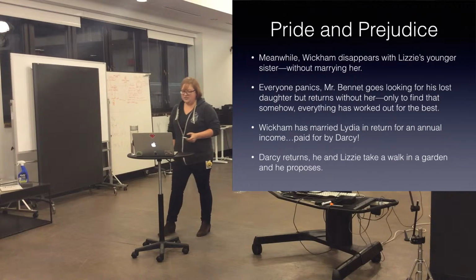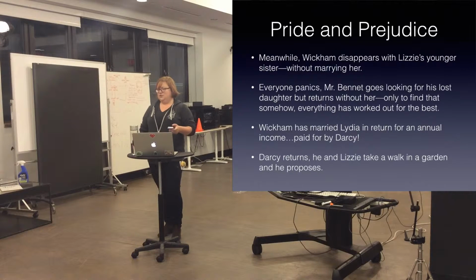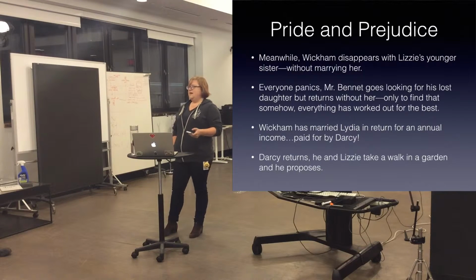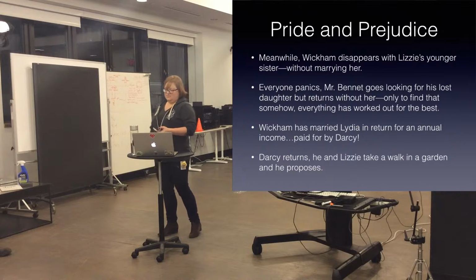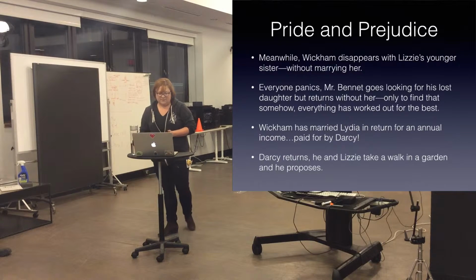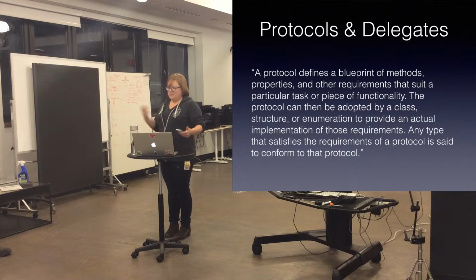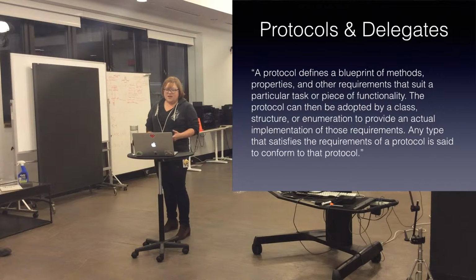Some of my favorite characters and an entire subplot about Darcy's drippy friend courting Lizzie's older sister. The important part, the part that you've seen probably over and over again, is that two people meet, kind of hate each other, and then slowly fall in love. You've seen that story before. And obviously you can see the relationship this has to protocols and delegates, right?